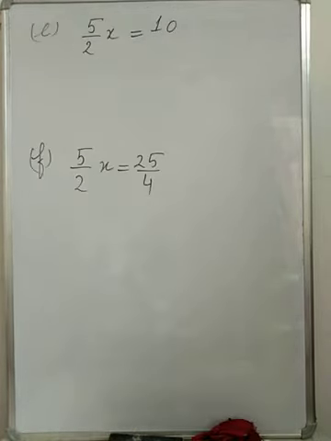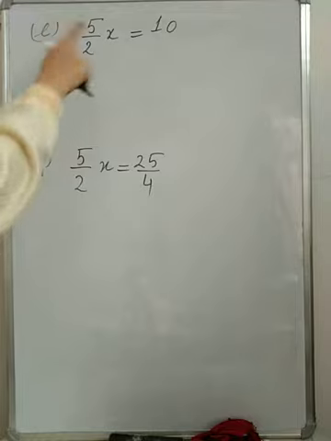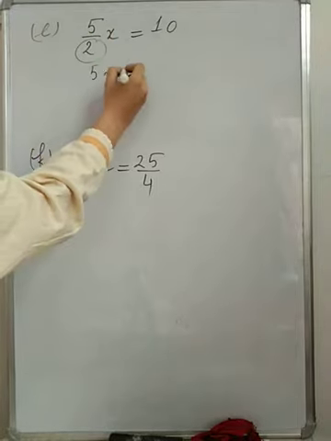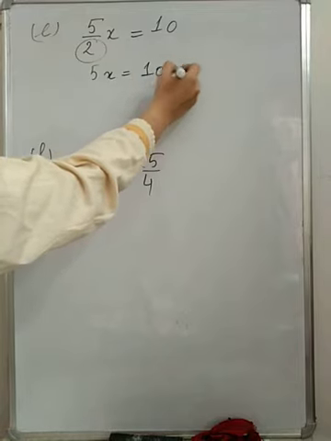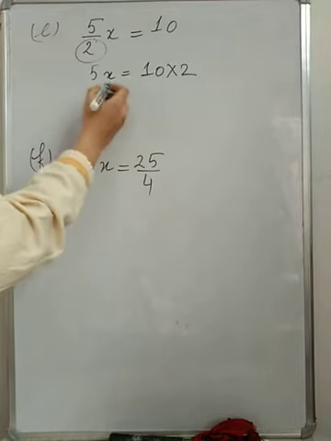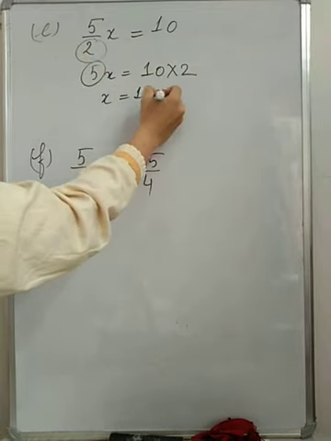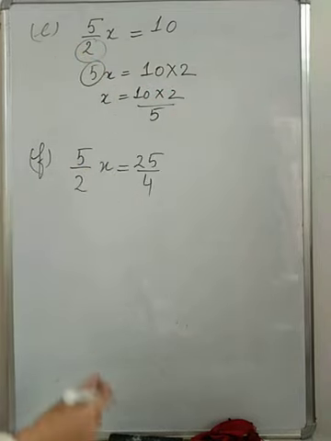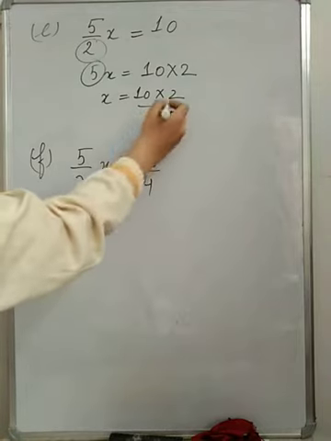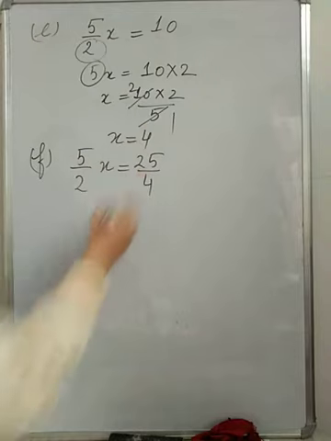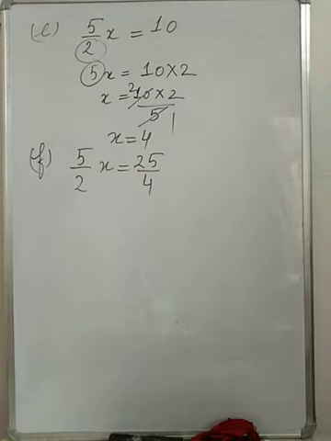The next is, see the next part, E part. 5 by 2 x equals 10. Here x is the variable. See, here 2 is in division. Move to the other side, it will become multiplication, 10 into 2. Now this 5 is in multiplication. Move to the other side, it will be in division. 5 1s are 5, 5 2s are 10. So x value is 4. 2 2s are 4. Okay, see the next part.